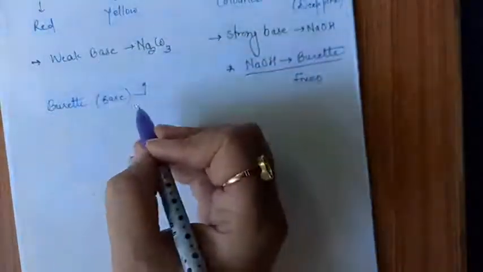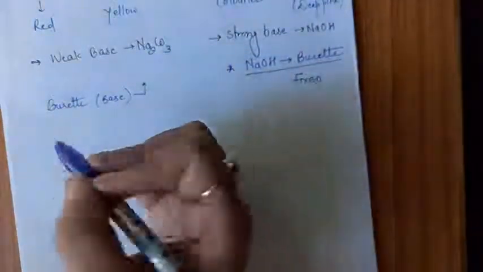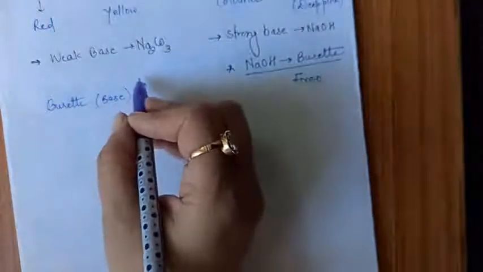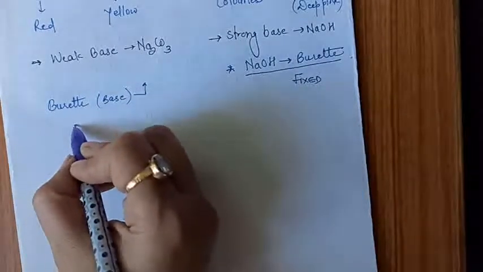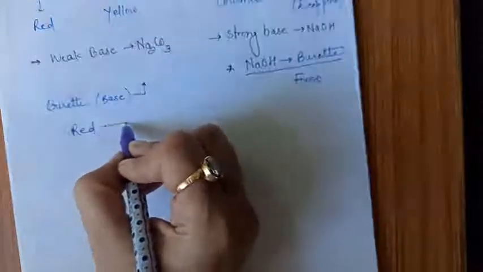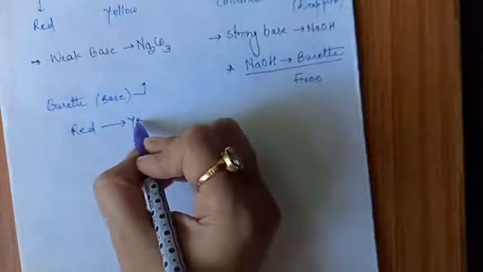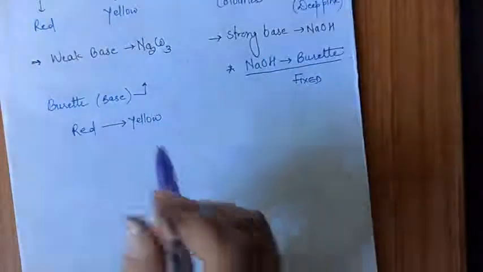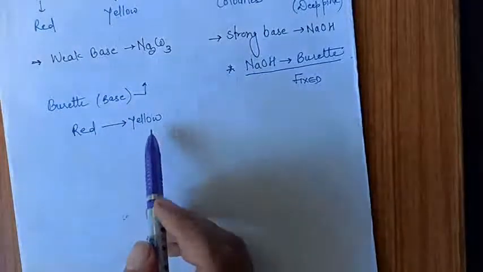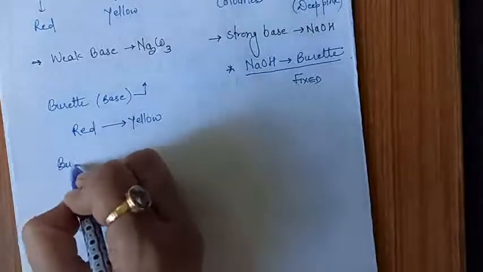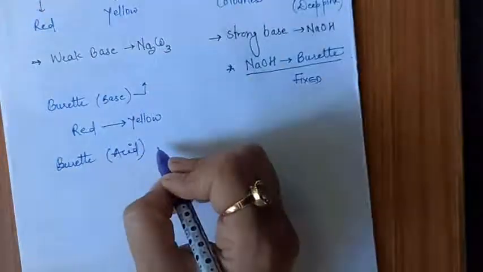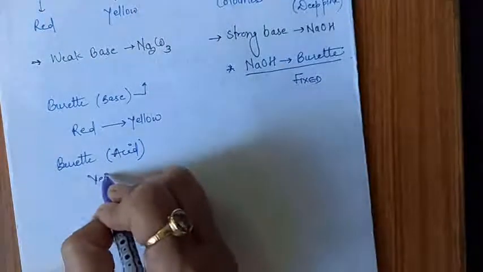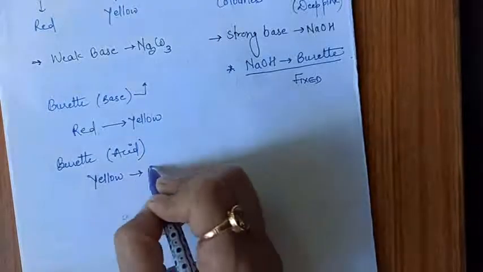But here if you are taking sodium carbonate, there may be two conditions. You may take it in the burette. If you have taken it in the burette, then it will show the change from red to yellow color. Methyl orange will show you the change from red to yellow. And if you have taken acid in burette, then it will be showing you the change from yellow to red.